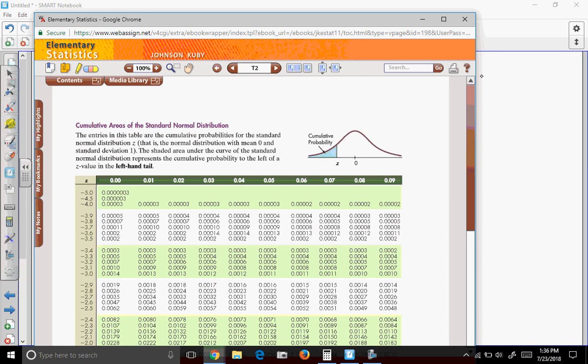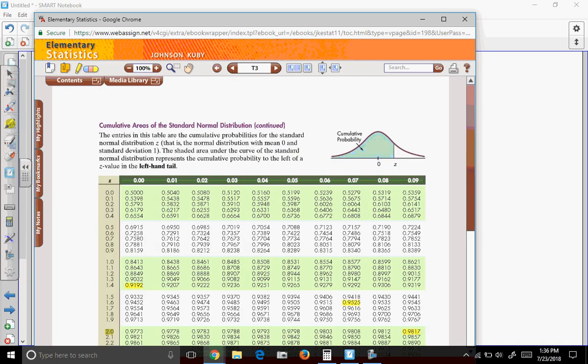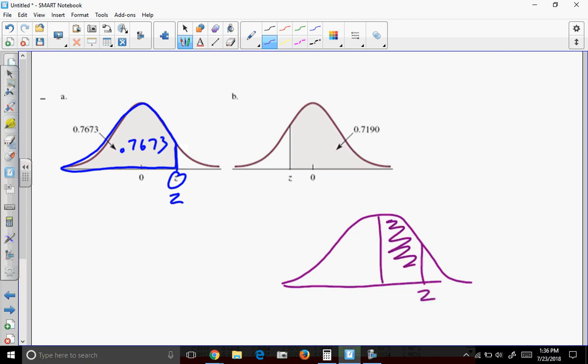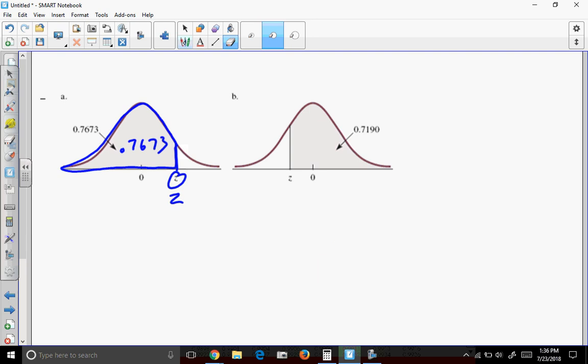So page T2 or T3, these have cumulative probabilities. The thing that's different between that and the one you get when you click Appendix B under the homework problems is that the homework version gives you the area between any particular z value and the mean. So it just gives you that area. For some problems that's okay, but it's easier when they give us the area that is to the left of a particular z value.